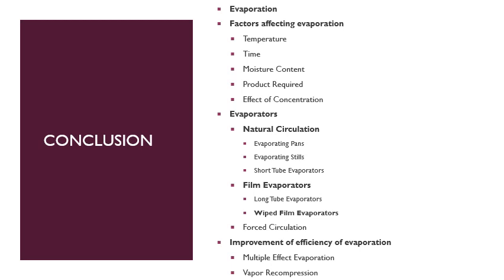Finally, we had discussed the improvement of the efficiency of the process of evaporation. There were two effective methods for increasing the efficiency of evaporation. Number one was the multiple effect evaporation. In the multiple effect evaporation, we were transferring the vapors from one evaporating equipment into the second evaporating equipment for heating of the liquor.